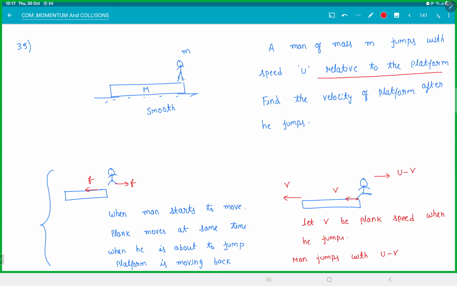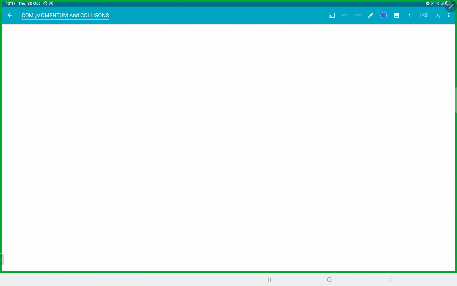Yeah, that it will be straightforward, right? So initially the whole system is at rest. After he jumps, the platform is going back with v. The man is going with u minus v. So this is after jumping. This is before.